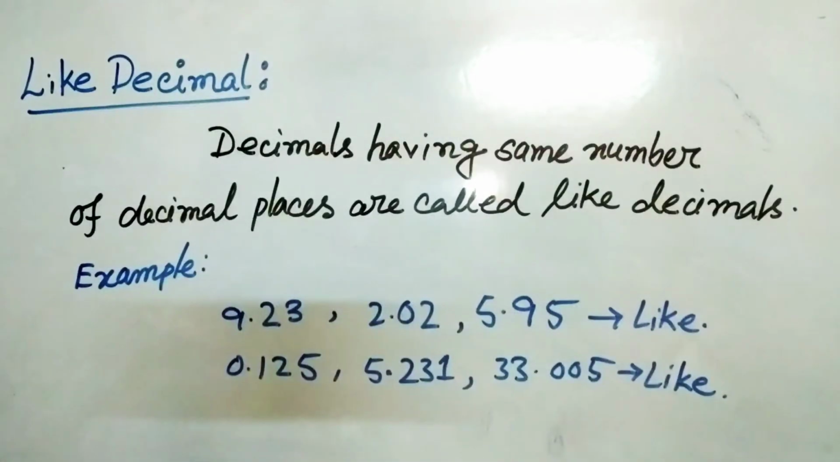So let's go for like decimal. Decimals having the same number of decimal places are called like decimals. For example, 9.23, 2.02, 5.95, they all have 2 decimal places and they are all like decimals. Similarly, the next ones, 0.125, 5.231, 33.005, they all have 3 decimal places and they are like decimals.